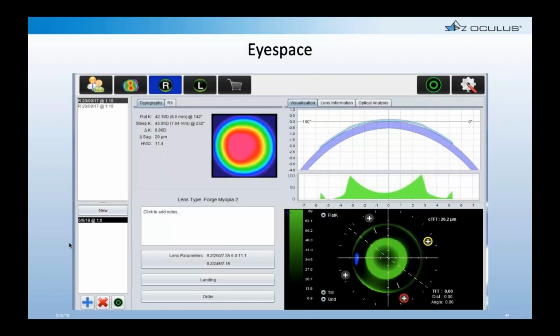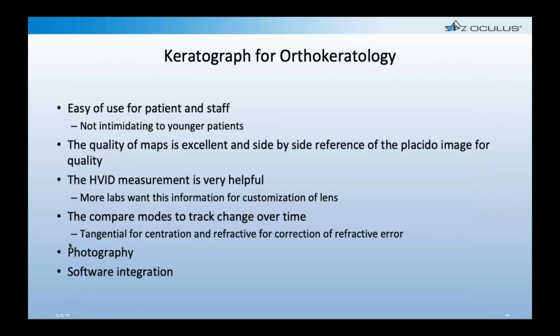So just to summarize, again, I think it's important to note how easy the keratograph is for patients and staff to use and to have it done on them. It's an efficient instrument. It's not intimidating. Just very easy to use. The quality of the maps is excellent. The side-by-side reference of the maps is a great aspect of it too. So you can analyze your map right next to your raw data image at the same time.